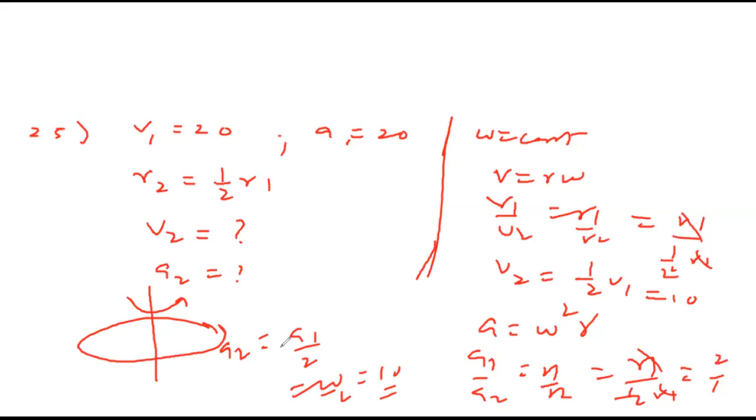By mistake, if you write A equals V square by R and remove V, then it will come R2 by R1. So you have to be always careful. Whichever is constant, use that formula.